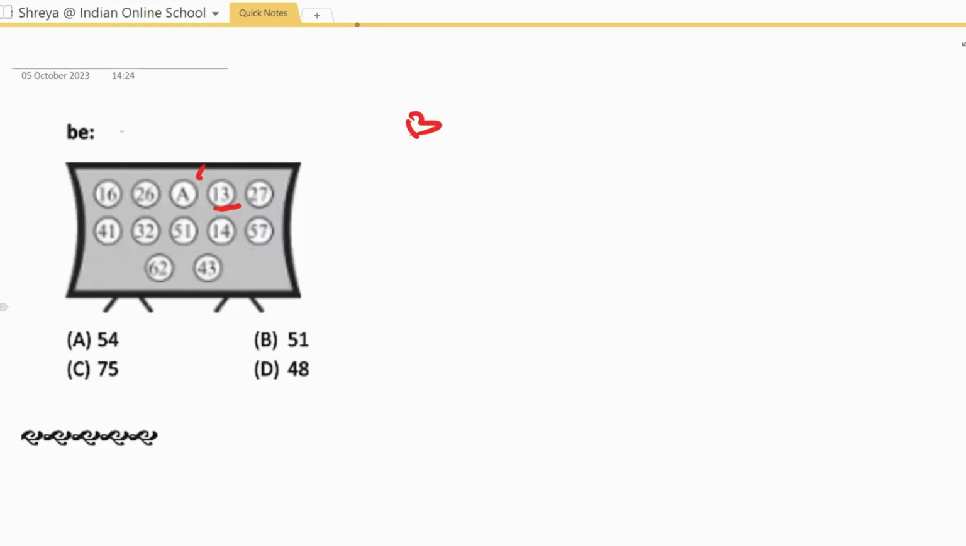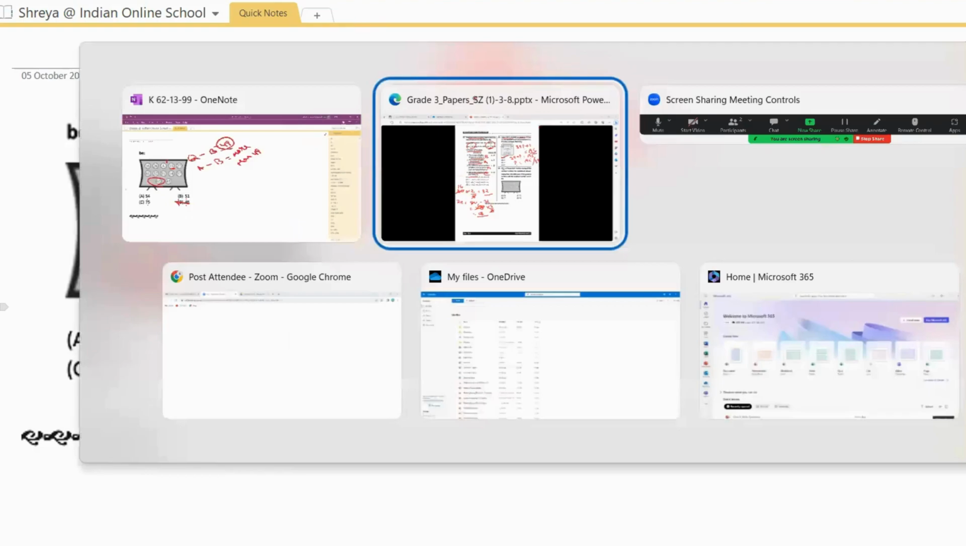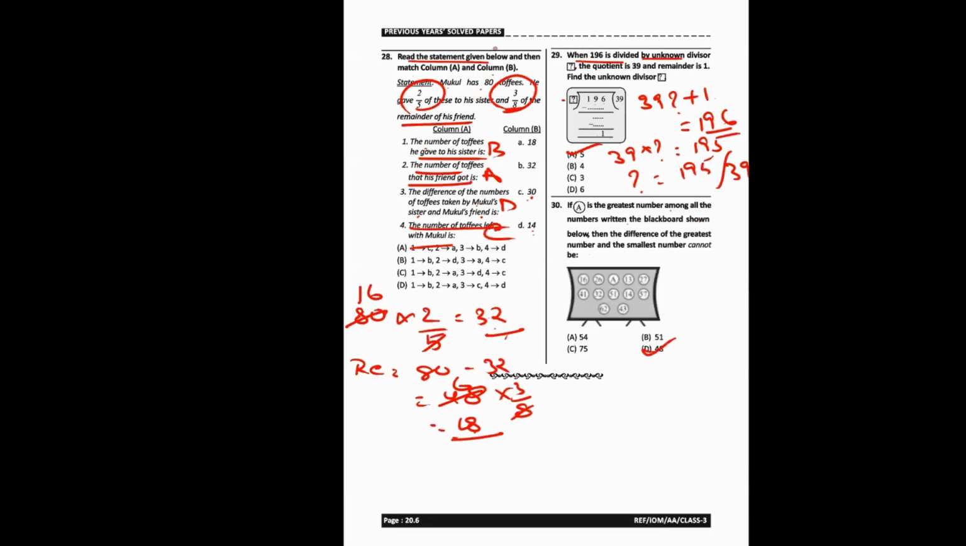Let's suppose A is not the greatest number, what's the second greatest number then? Leaving A, because we don't know A, what's the second greatest number? 62. If you subtract 13 from the second greatest number, 62, you'll get 49. That means when you're subtracting 13 from the greatest number, that shall be more than 49, correct? So the difference can be more than 49. So if you check over here, 54 more than 49, quite possible. 75 also possible, 51 also possible. 48, is it possible? No, because 48 is less than 49. Hence, that's my answer, option D. That's all about the paper. Thank you.